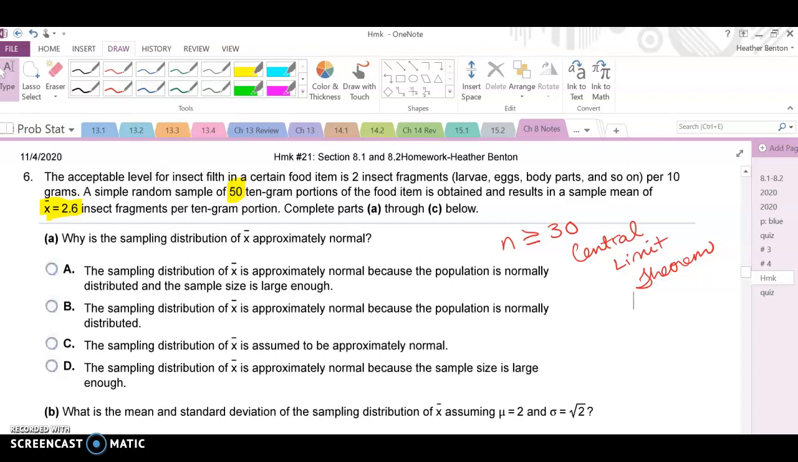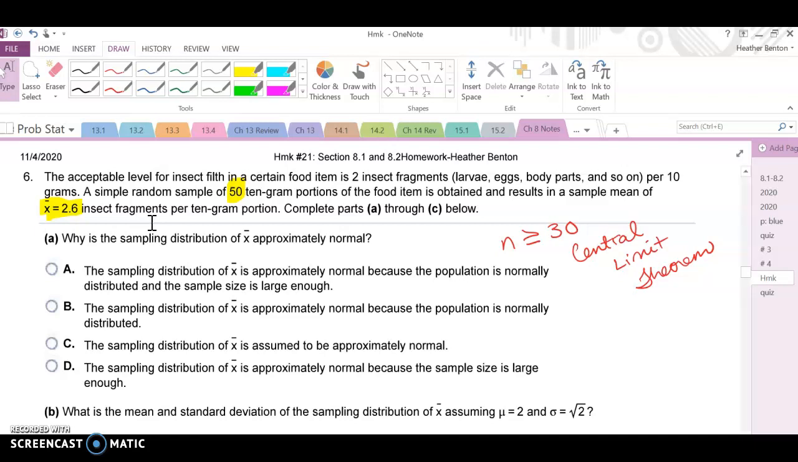Okay, so this is problem number 6. The acceptable level for insect filth in a certain food item is 2 insect fragments (larvae, eggs, body parts, and so on) per 10 grams. That's great to think about there being insect parts in your food, isn't it? All right, a simple random sample of 50 10-gram portions, so that's our little n, of food items is obtained and results in a sample mean of X bar = 2.6 insect fragments per 10-gram portion.